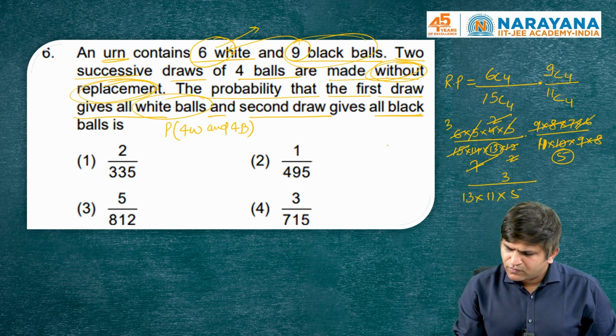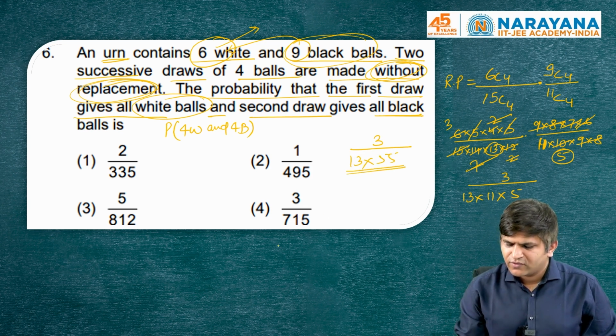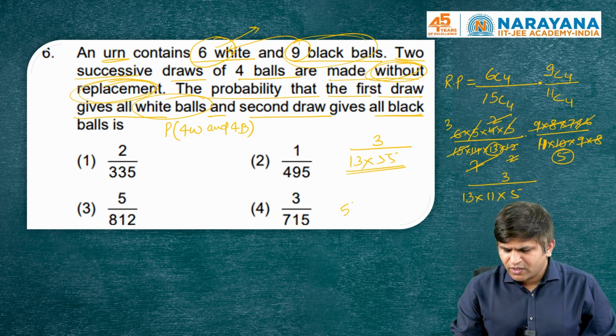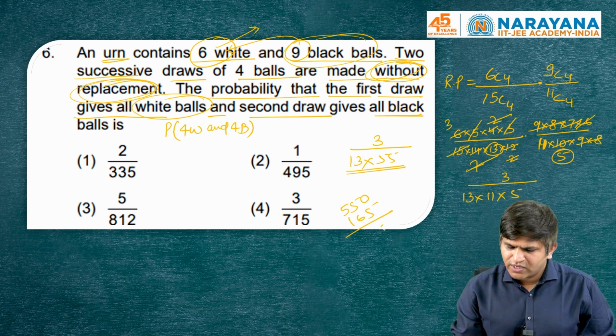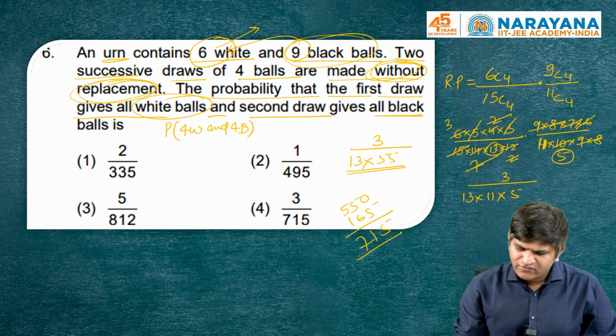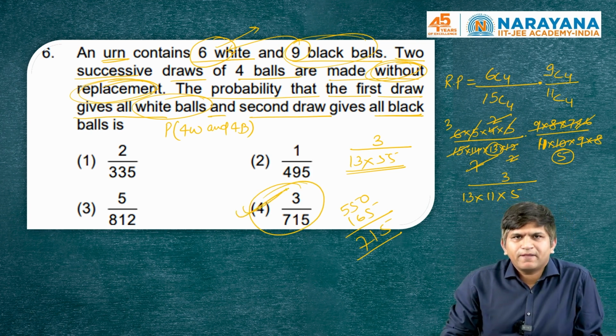Okay, so we can evaluate this. This is 3 over 13 and 55. So 13 into 55: 55 into 10 will be 550, and 55 into 3 will be 165. So we are getting 715. So the answer is 3 divided by 715. So this is our correct choice. This was an easy problem.